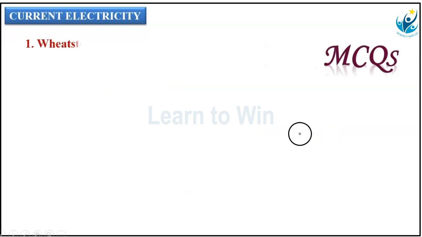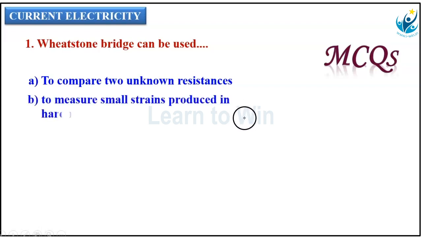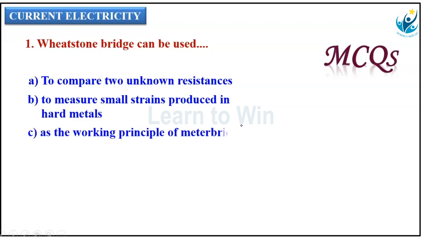Now MCQs. Question is, Wheatstone's bridge can be used to find: to compare two unknown resistors, to measure the small strain produced in the hard metals, as the working principle of meter bridge, or all the above. Correct option is all the above. It is used to find the unknown resistance, to compare two unknown resistors, to measure the small strains produced in the hard metals, and the Wheatstone's bridge is the working principle of meter bridge. All the given options are correct.